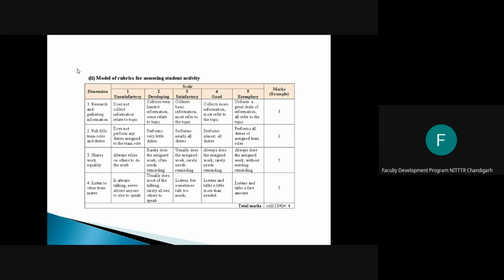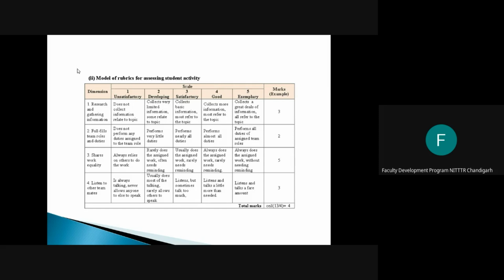So this is the rubric I have made. These are the four dimensions I have identified. They are gathering information, that is one area. Fulfilling the team role and the duty as a team member, they are performing their duty or not, so that is another thing. Share the work equally, so that is another criteria. And listens to other team members, that is the fourth dimension.